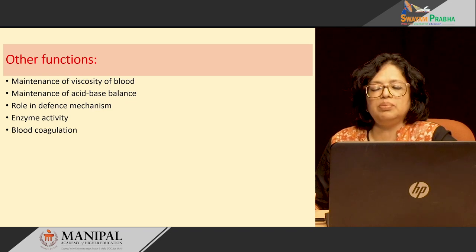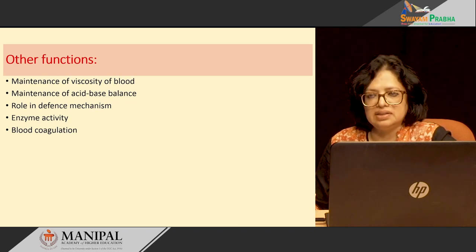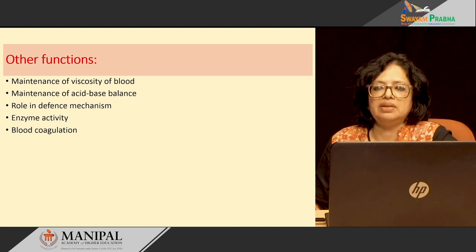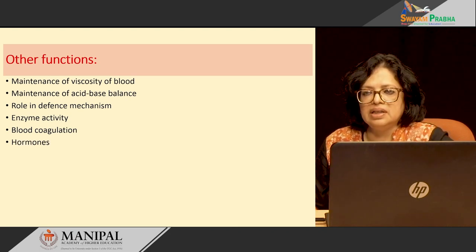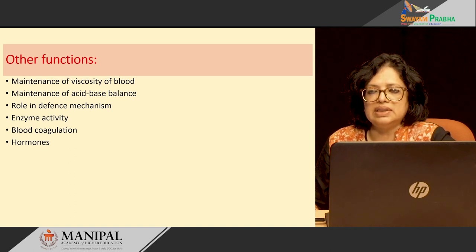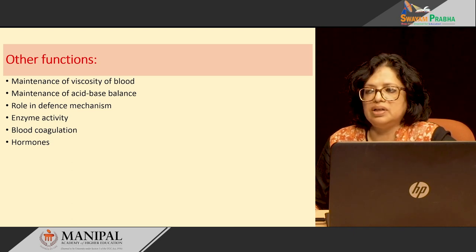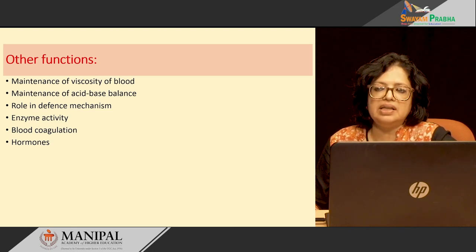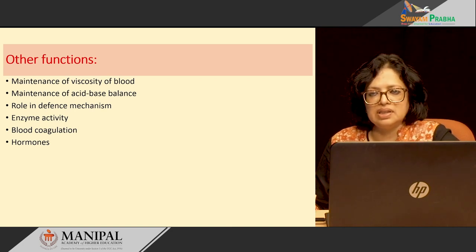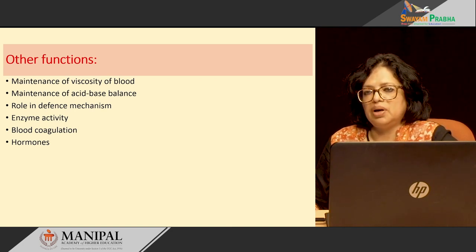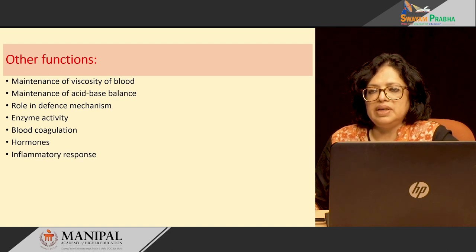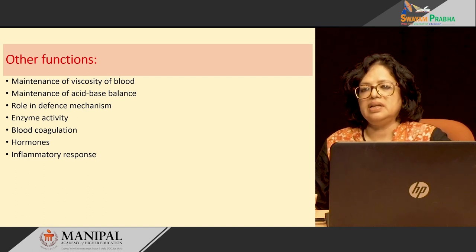They are also involved in blood coagulation: the intrinsic pathway, extrinsic pathway, as well as the common pathway of blood coagulation. Many hormones such as insulin and ACTH are proteins. They work on different endocrine organs, and finally they produce end organ responses, and they are very powerful molecules. They are also involved in times of inflammation, like C-reactive protein, which is involved in the inflammatory response.